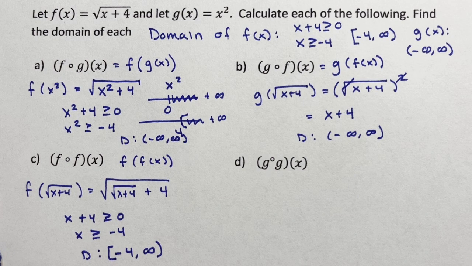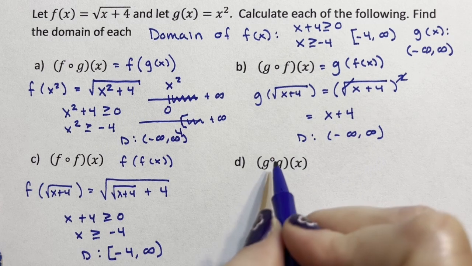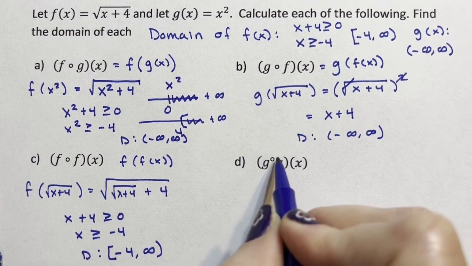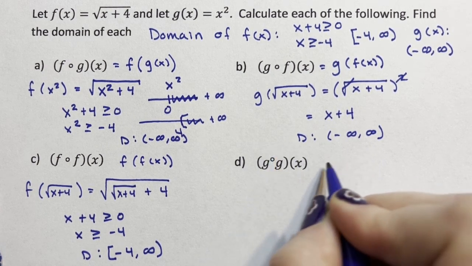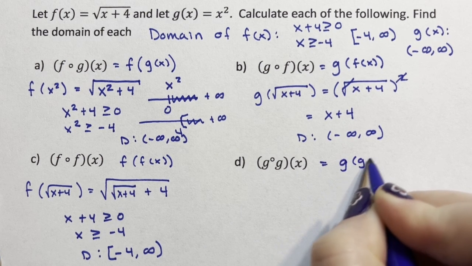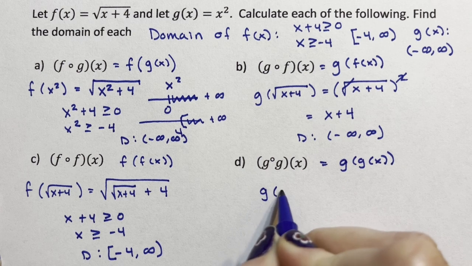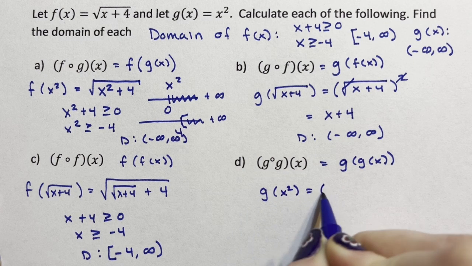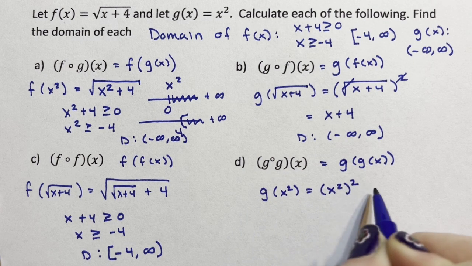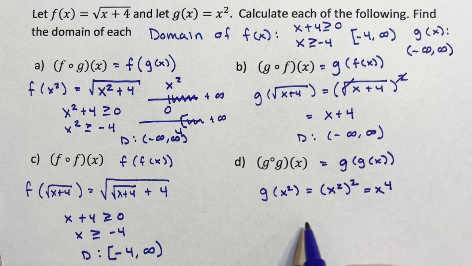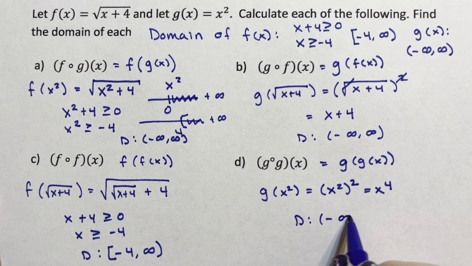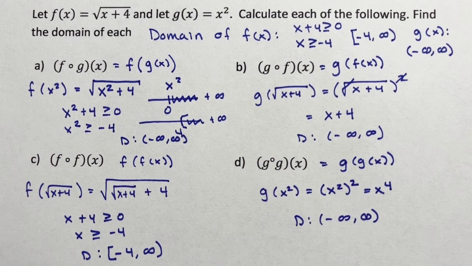All right. And then this last one, I don't know why our little f is trying to escape. Run away, run away. This is g of g of x. So we're going to have g of x squared equals x squared squared, which is x to the 4th, which, like x squared, has no limitations on the domain. You can put anything into x, so the domain is all real.